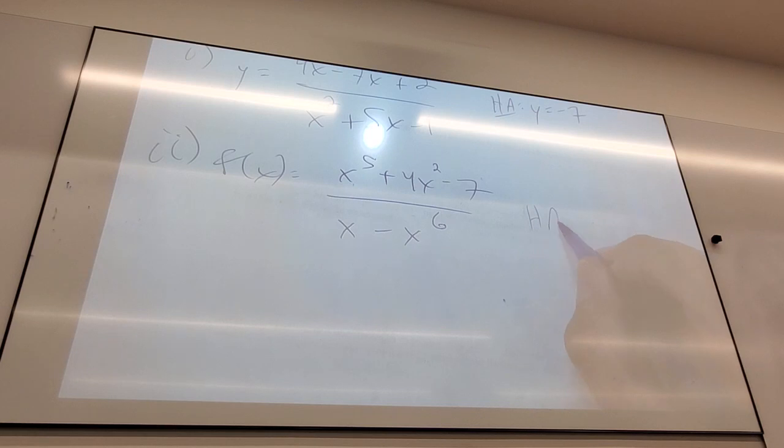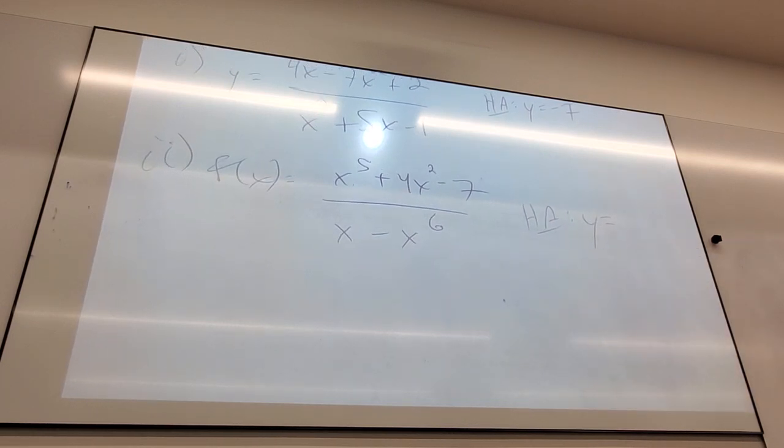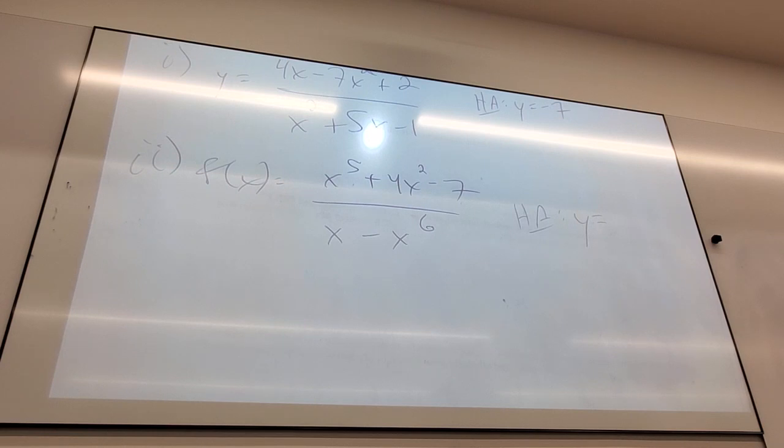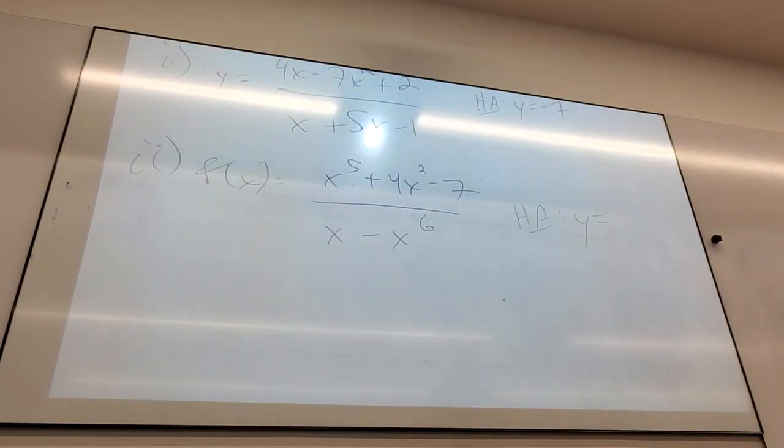What will the horizontal asymptote be? What's the degree of the top? 5th degree. What's the degree of the bottom? 6th degree. So the bottom grows much faster. I'm dividing by a number that's just getting bigger, so the whole thing is going to 0. When the bottom degree is bigger, it's going to overwhelm the top. The division is eventually going to go to 0.